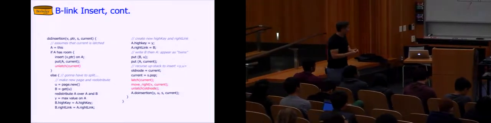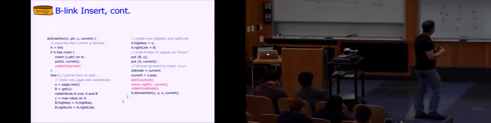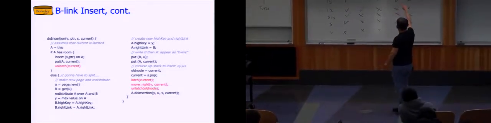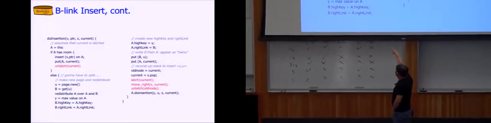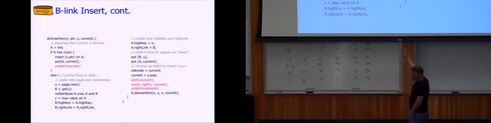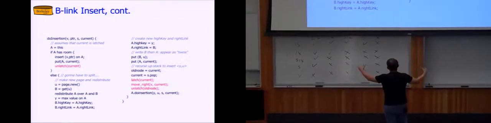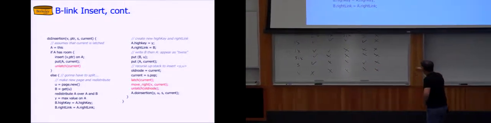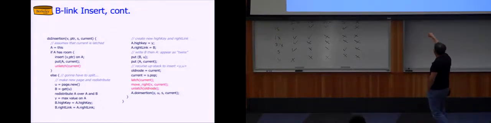Okay, so that's good. It's the case where there's not enough room on A. We're going to have to split A. So we make a new page, B, and we redistribute it. So we get a pointer to a new page called U. That page is actually in the database. We now copy that page into a variable B. No one else in the world knows about this page but us, by the way. Okay? We redistribute the keys of A over A and B. Y is the new max value on A. We set the high key of B to be the old high key of A. We set the right link of B to the old right link of A.